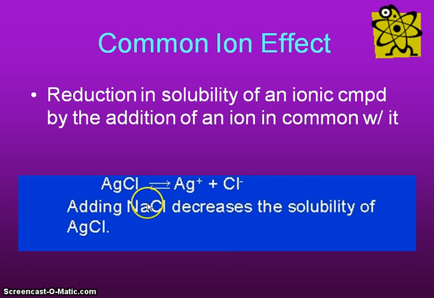Now if I already have this equilibrium system going and then I were to add some NaCl, that means that not as much of this silver chloride would be able to stay dissolved. In fact, some of it could even potentially precipitate back out into the solid form because this sodium chloride has a chlorine ion in common. So that will cause this to not be as soluble.